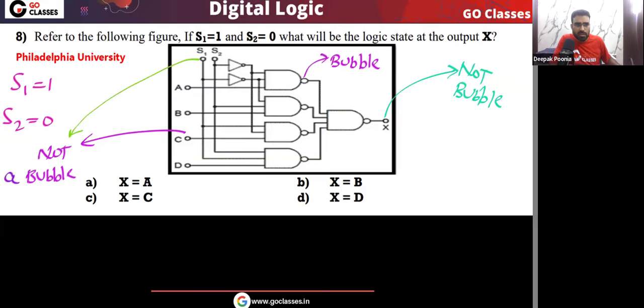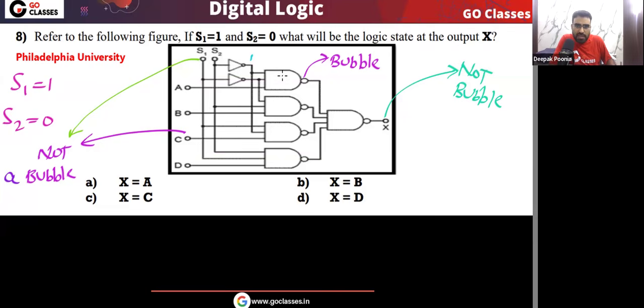Now let's see here. Let's see what is the output of this first NAND gate. The question is saying that S1 is 1, S2 is 0. If S2 is 0, then you will get 1 here.